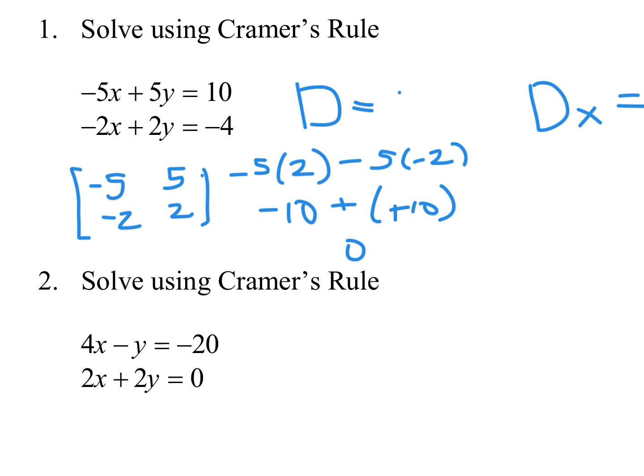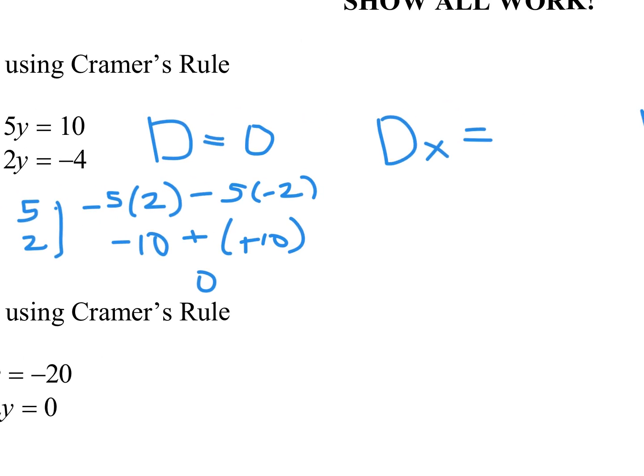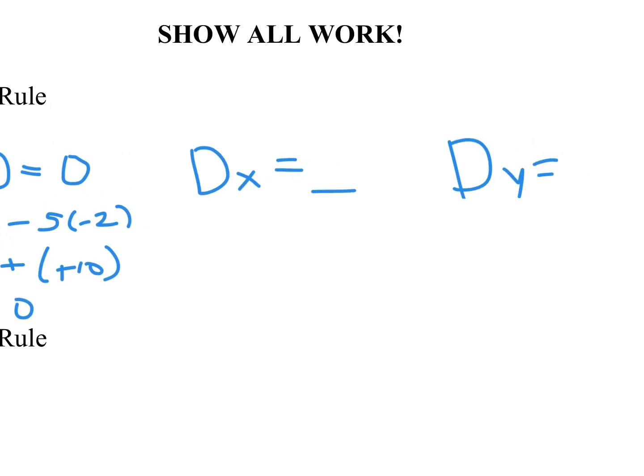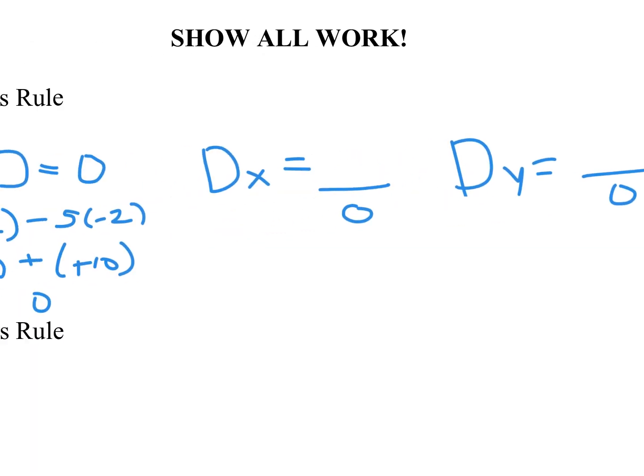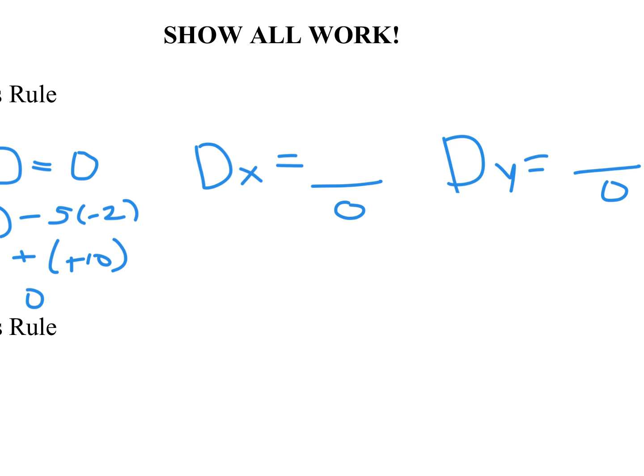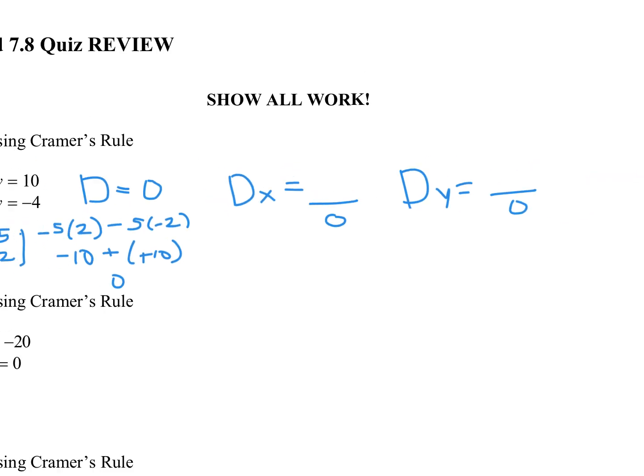0, okay? What happens, guys, when your initial determinant is 0? Because think about, how do we find our answers to our question? You take whatever your D sub x is and put it over your determinant. Whatever your D sub y is, you put it over your determinant. Can you divide by 0? So what's your answer here?